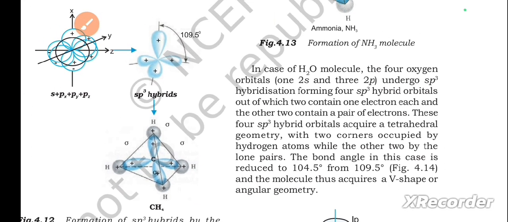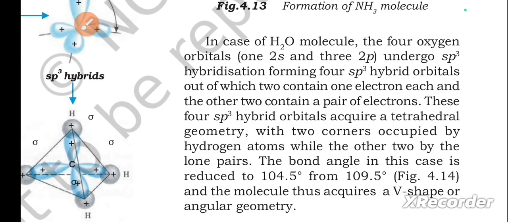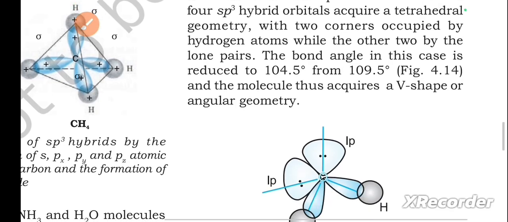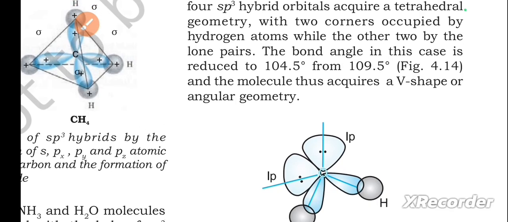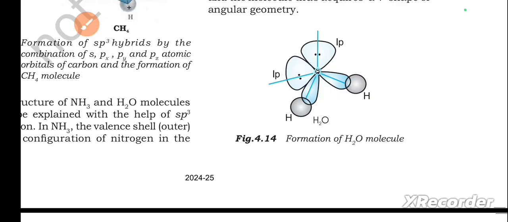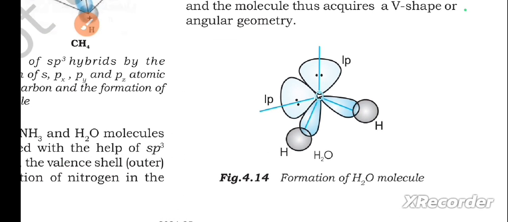In the case of the H2O molecule, the 4 oxygen orbitals, 1 2s and 3 2p, undergo sp3 hybridization, forming 4 sp3 hybrid orbitals, out of which 2 contain 1 electron each and the other 2 contain a pair of electrons. These 4 sp3 hybrid orbitals acquire a tetrahedral geometry with 2 corners occupied by hydrogen atoms while the other 2 by the lone pairs. The bond angle in this case is reduced to 104.5 degrees from 109.5 degrees, and the molecule thus acquires a V shape or angular geometry. So this is the figure. You can just have a look at it.